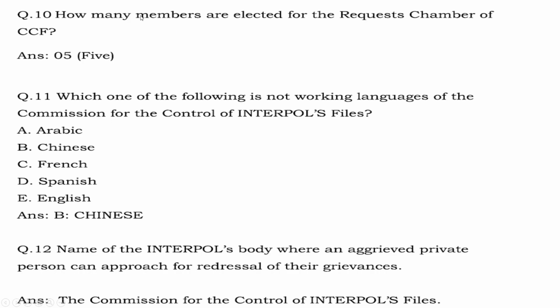Next question: how many members are elected for the request chamber of the CCF? Only 5 members. Which one of the following is not a working language of the Commission for the Control of Interpol's Files? Arabic, Chinese, French, Spanish, English. Absolutely B is the correct answer. Chinese is not a working language. Name of the Interpol's body where aggrieved private persons can approach for redressal of their grievances: the Commission for the Control of Interpol's Files.